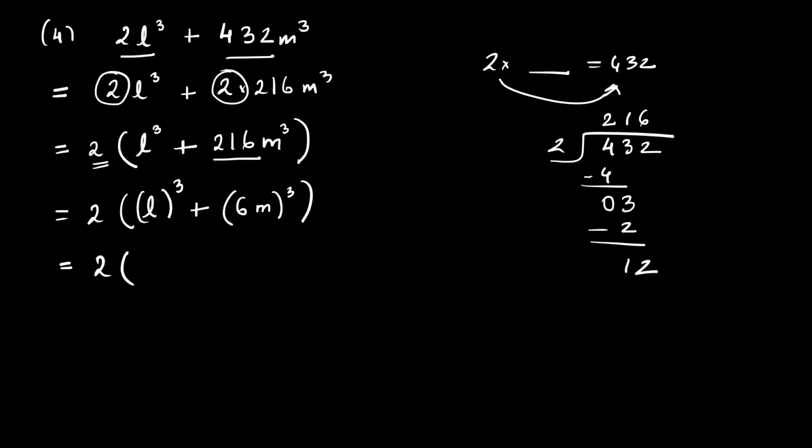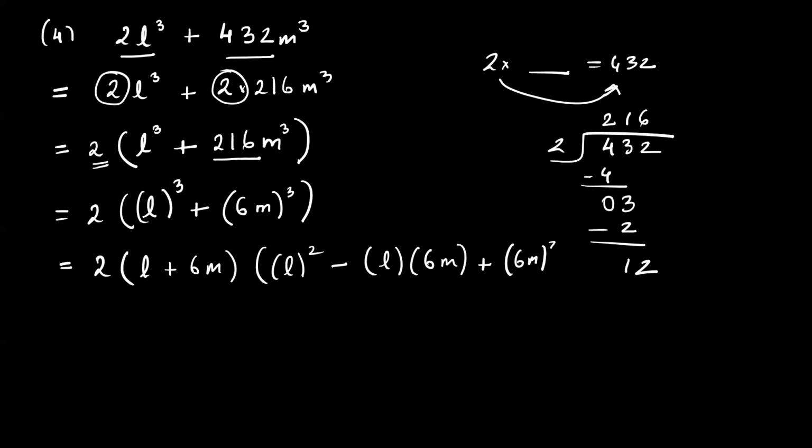So I keep 2 as it is, and the first bracket is A plus B. What is in place of A over here? L. And B? 6M. So what to write in the first bracket? L plus 6M, closed. Then what do I write for A squared? L the whole squared. Then minus or plus? Minus L times 6M, bracket closed. And then plus or minus? Plus 6M the whole squared.